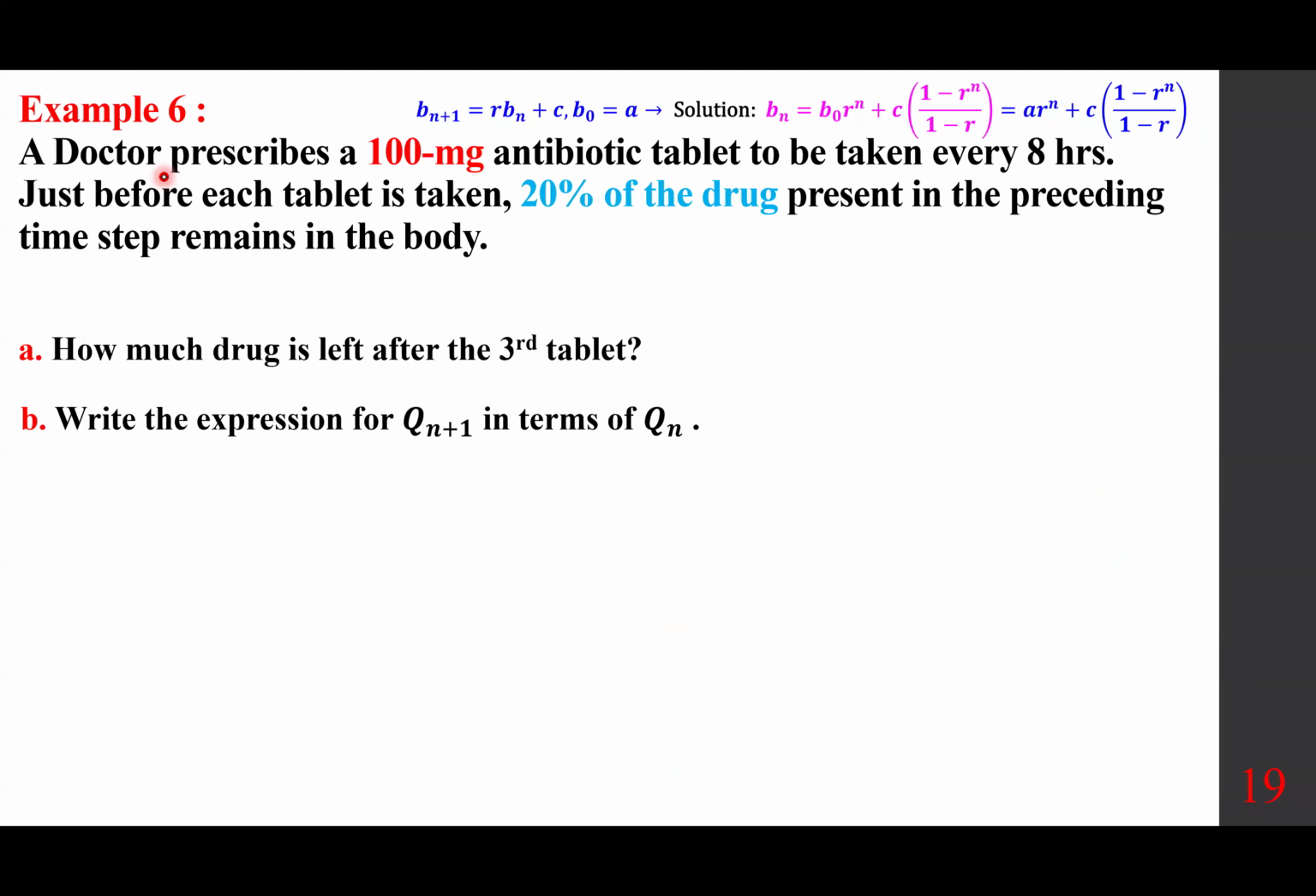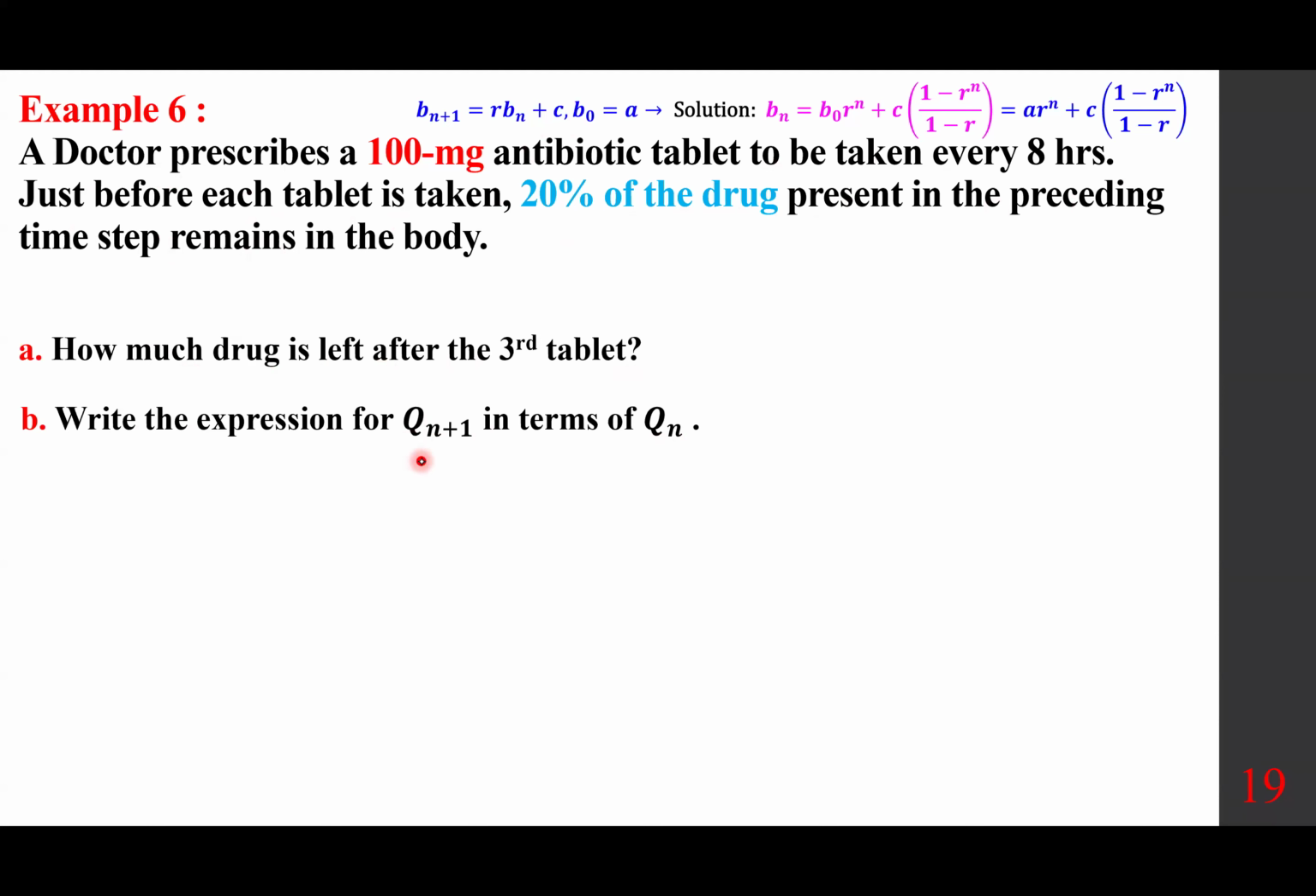A doctor prescribes a 100 milligrams of antibiotic tablet to be taken every 8 hours. Just before each tablet is taken, 20% of the drug present in the preceding time step remains in the body. How much drug is left after the third tablet? Write the expression for Q sub n plus 1 in terms of Q sub n. First and foremost, the moment you see Q here, that means every B must change to Q. Okay, that's how they want it.